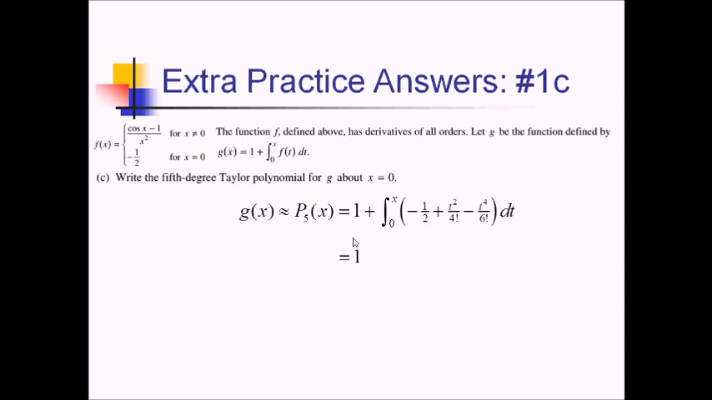So I end up with 1, and then we're going to have minus 1/2 x, or x over 2, plus, let's see, x cubed over 3 times 4 factorial. I'm not going to bother simplifying until I absolutely need to. Next we have minus x to the 5th over 5 times 6 factorial. And that gives us our 5th degree polynomial here, so we're all done with this problem.